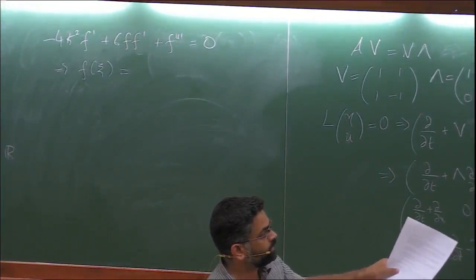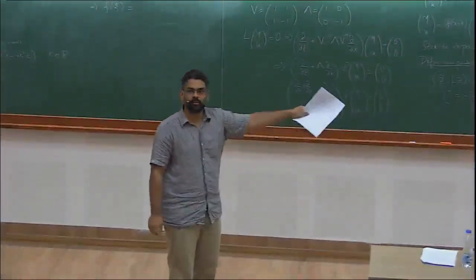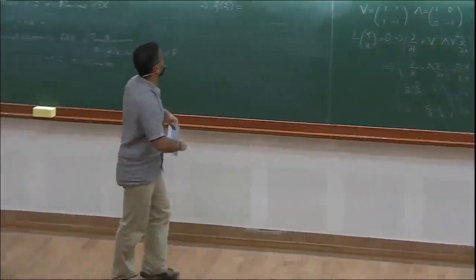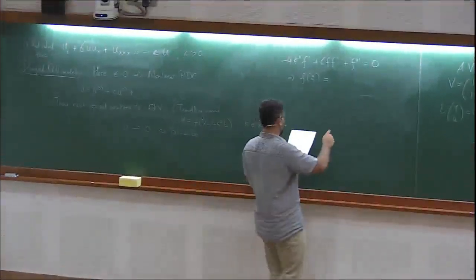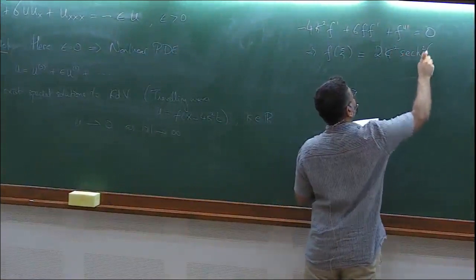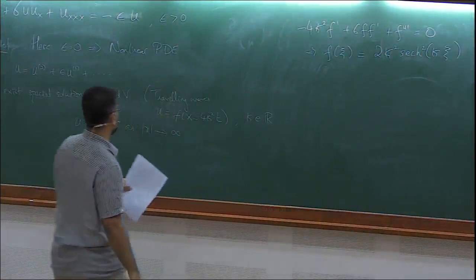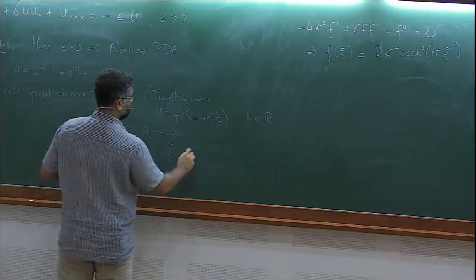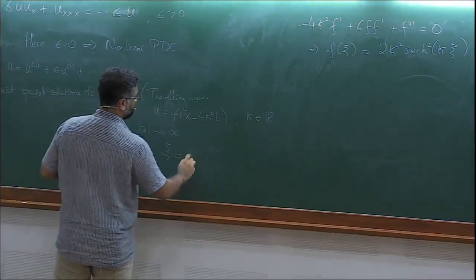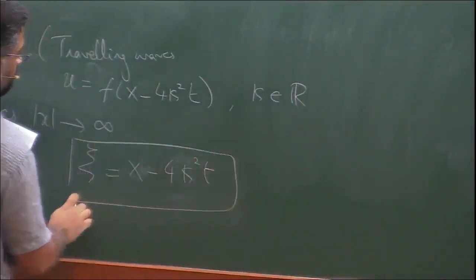Johnson, Ablowitz, maybe Hunter, but certainly Johnson and Ablowitz have the calculation of how to go from here to that, where xi is now this frame of reference.